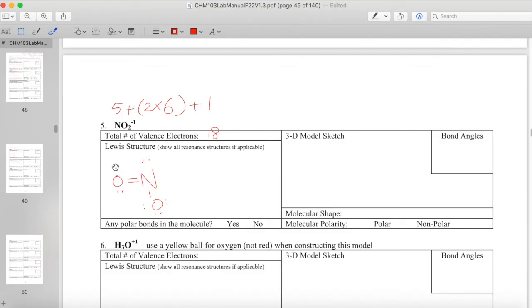So again, notice that my oxygen still has 2, 4, 6, 8 electrons. My nitrogen has 2, 4, 6, 8 electrons around it. Again, that's a good thing. But if we add the total number of electrons for this diagram, we've got 2, 4, 6, 8, 10, 12, 14, 16, 18, and that's the number of electrons we need. So we're all set here.